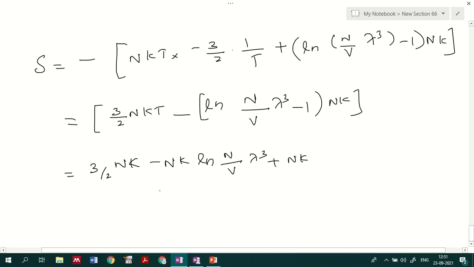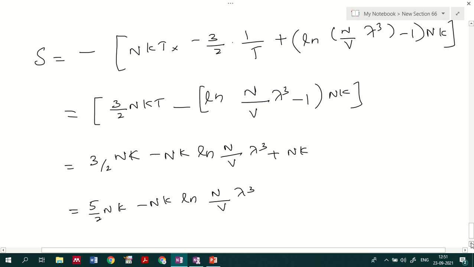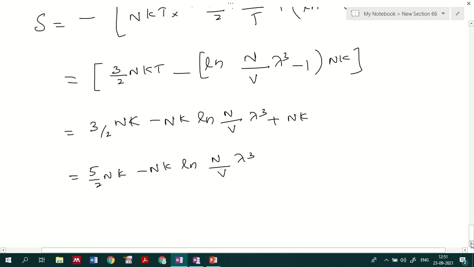so this is equal to, we'll get 5 by 2 nk minus nk ln n by v lambda cube. Okay, so 3 by 2 nk plus nk, if you do that, you will be getting 5 by 2 nk minus nk ln n by v lambda cube. So this is the entropy representation what we have got here.